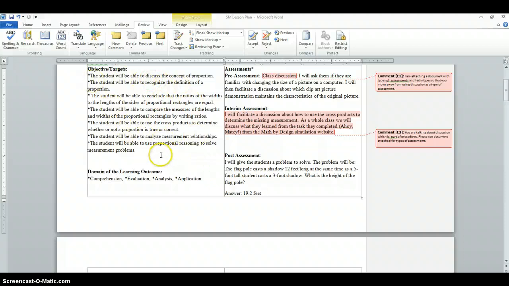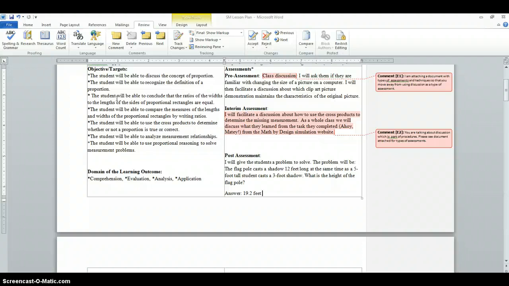objectives that you want to be achieved in one lesson. When you look at this, it is very unrealistic for a lesson to have this many objectives. So what happens is that when I look at the objectives and I look at the assignment, there is no alignment of your assessments and your objectives. For example, you've got 1, 2, 3, 4, 5, 6, 7 objectives that are supposed to be met in one lesson. But when I look at the students will be able to conclude that the ratios of width to the length of the size of whatever rectangles are equal, I don't really see any assessment that is measuring this.